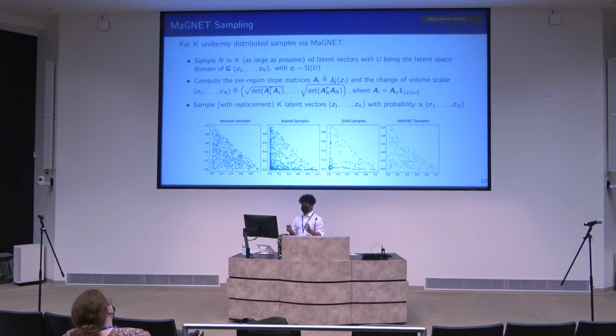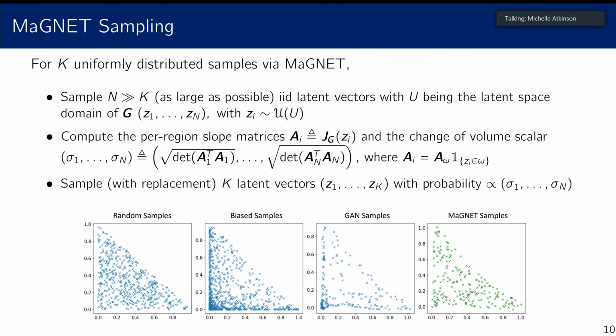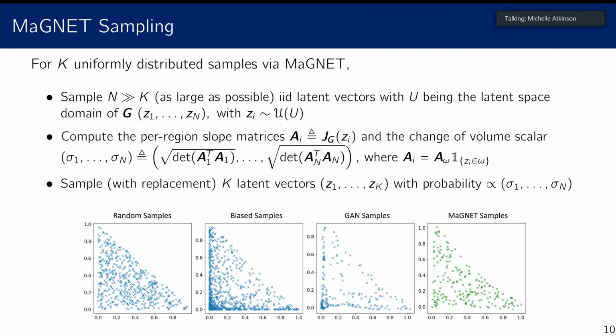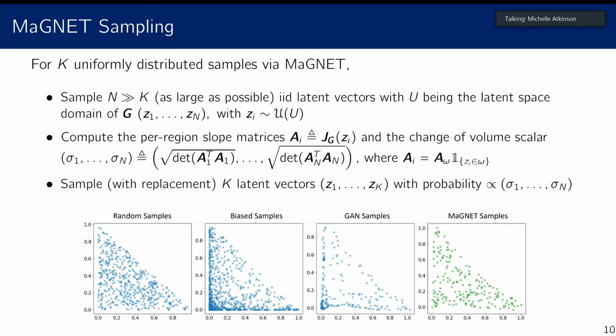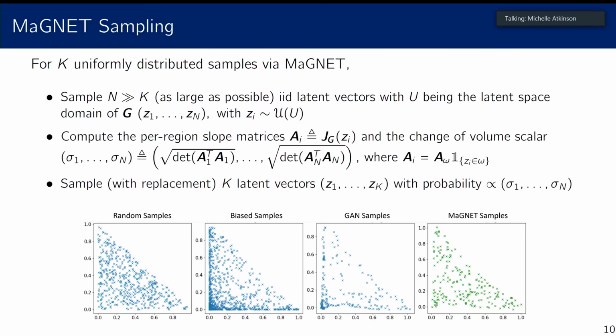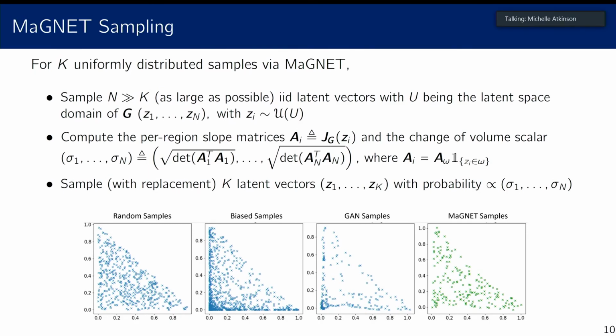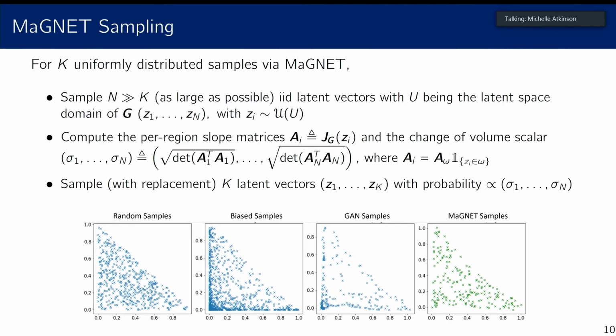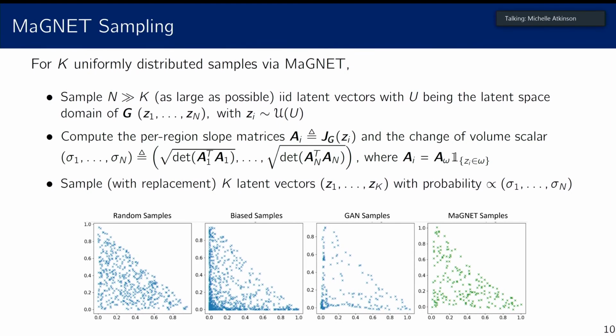So simply speaking, if we want K uniform samples from any pre-trained generator, we don't need to train it again. What we just need to do is sample it n times, where n is sufficiently bigger than K. For every Z, or every latent vector that we sample, we estimate the volume scalar. And then we use the volume scalar to sample with replacement the latent vectors. And this is exactly what we're using to get uniform over here. For both of these images, we have the same number of samples.